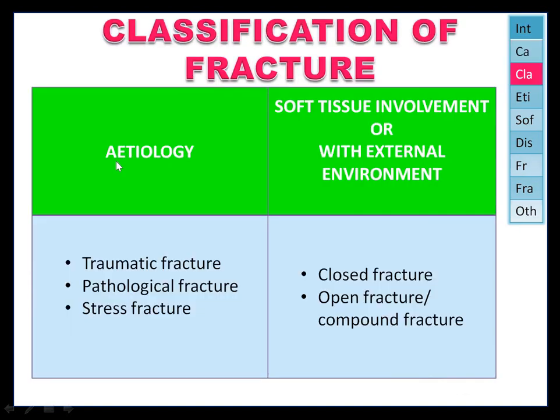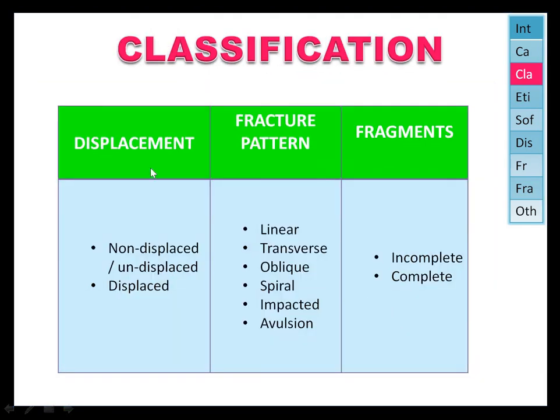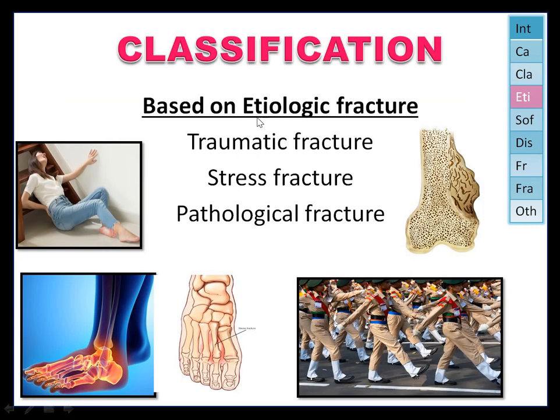Now the classification of fracture. Based on etiology: traumatic fracture, pathological fracture, and stress fracture. Based on soft tissue involvement or contact with the external environment: closed fracture and open fracture, also called compound fracture. Based on displacement: non-displaced fracture and displaced fracture. Based on the fracture pattern: linear, transverse, oblique, spiral, impacted, and avulsion fracture. Based on the fragment: incomplete fracture and complete fracture. Based on the etiology, the fracture is classified into traumatic fracture, stress fracture, and pathological fracture.